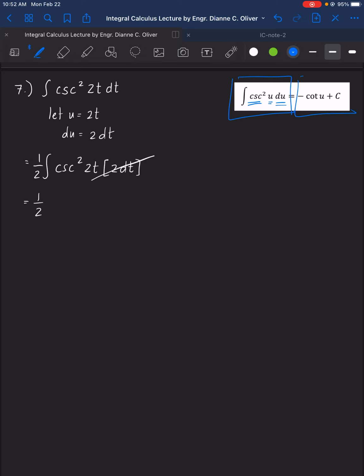Then use the pattern for the answer. The answer is negative cotangent u, which is 2t, plus c. So the final answer is negative 1/2 cotangent 2t plus c.